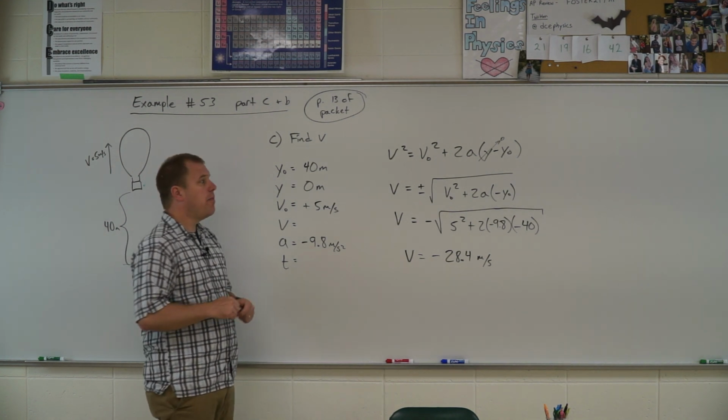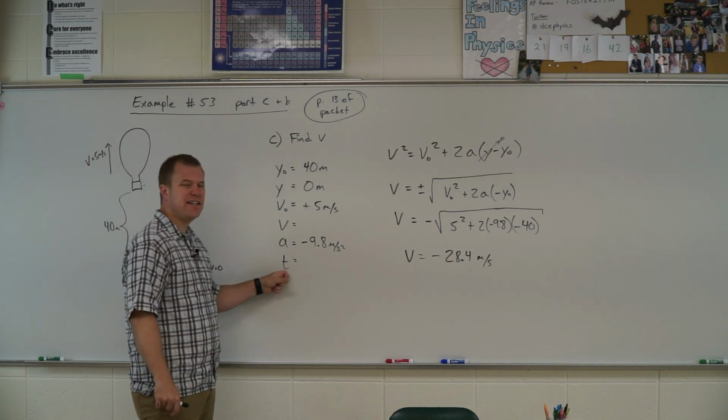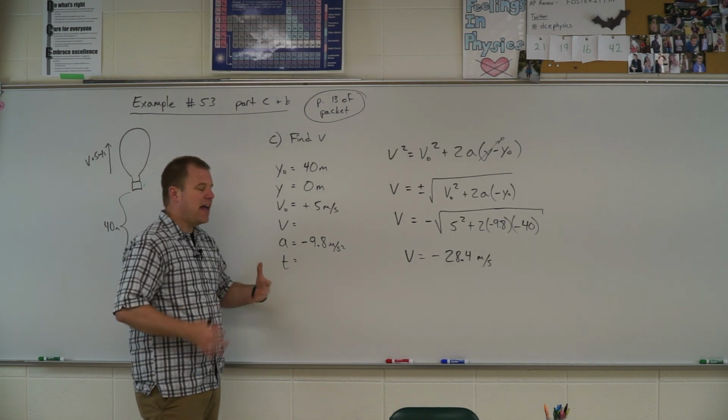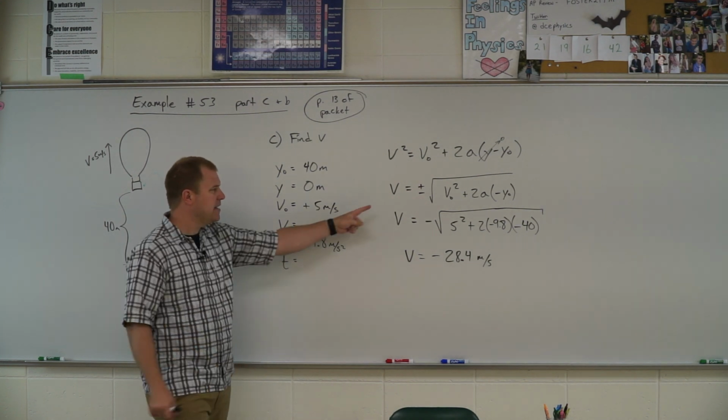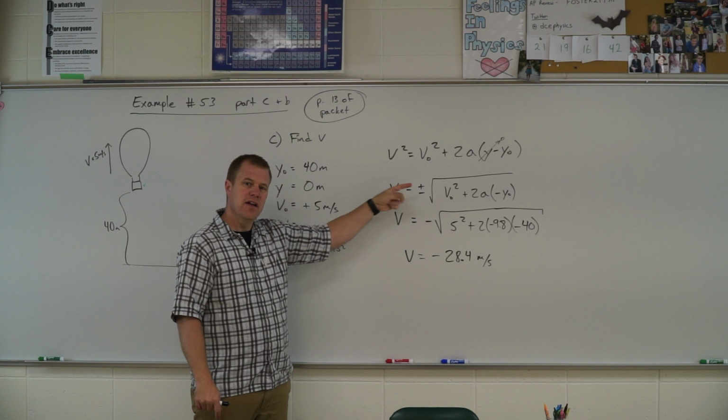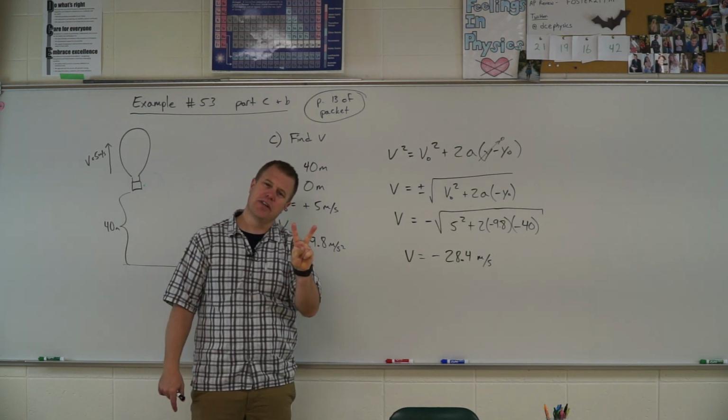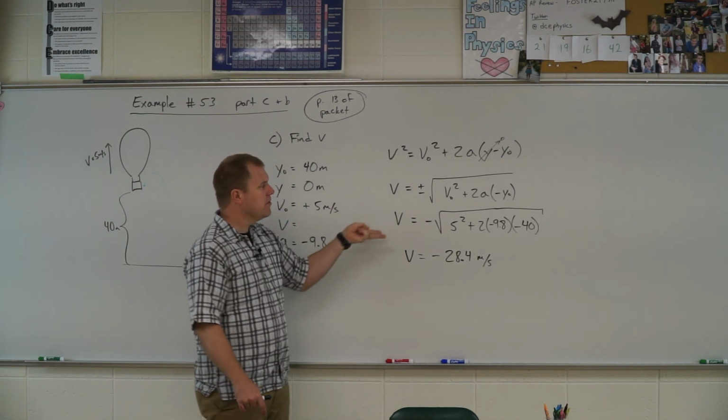Now, part B wanted us to find time. And I kind of want to talk about this because it fits in with this plus minus here. There were 2 solutions for a velocity function here. Why were there 2 solutions?